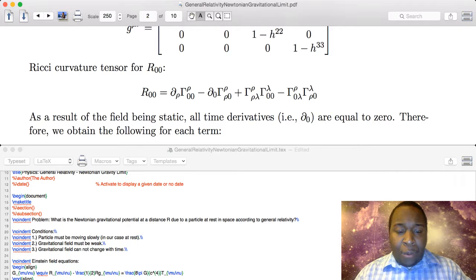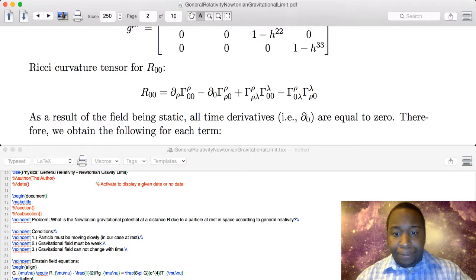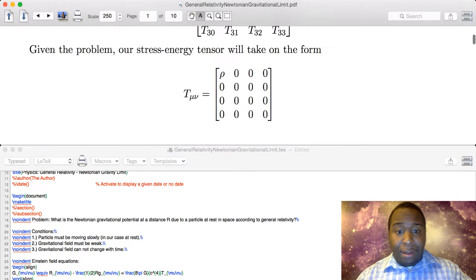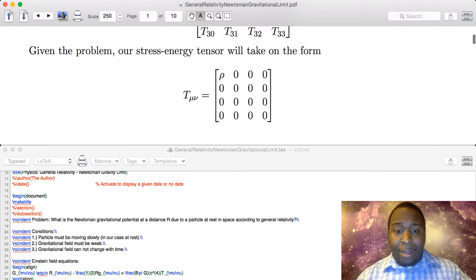I've already gone ahead and substituted in what the indices are for our Ricci curvature tensor. So we're only going to be concerned, of course, with the 0, 0 term. And again, the reason why we're only concerned with this term is because our stress energy tensor only has a non-zero element for that particular term, the 0, 0 term.